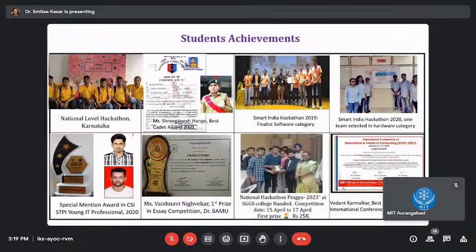Our students are also good in drafting. As you can see, Vaishnavi Nigve Karshi won the first prize in an essay competition in the university. We have NCC, NSS on the institute level. One of our students also won the best cadet award. Recently, we have also organized a national level NCC program. Through NCC, we organized a cyber security awareness workshop for all the NCC cadets all over.